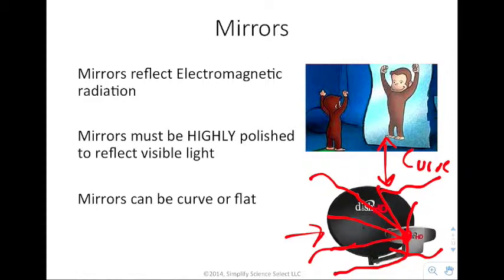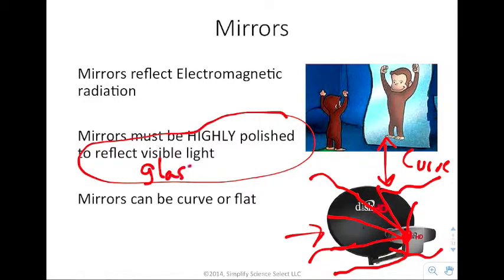So mirrors don't only have to be visible mirrors. You can use them for radio waves and microwaves and all sorts of things. Although the most common ones are visible mirrors. In order for them to reflect visible light, however, they have to be highly polished. And generally speaking, they have to be made out of things like glass. You can't take a plastic like this and make a mirror out of it.